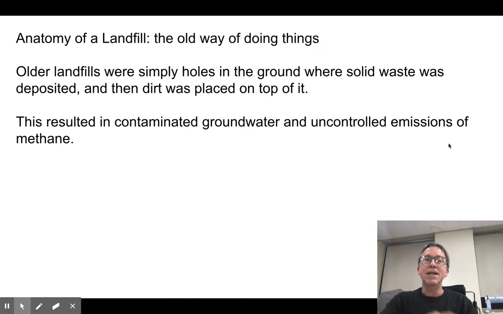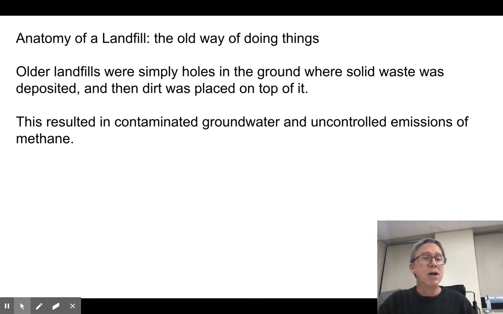Okay, so let's just look at the anatomy of a landfill. How do we deal with this? I'm going to start by talking about the old school way of doing things, before we learned better. And that's the name of the game in environmental science. It's always like, look, we did what we thought we should do, and then we realized that was a terrible idea because it's making all these other problems. And so now we've found ways of mitigating the problem.